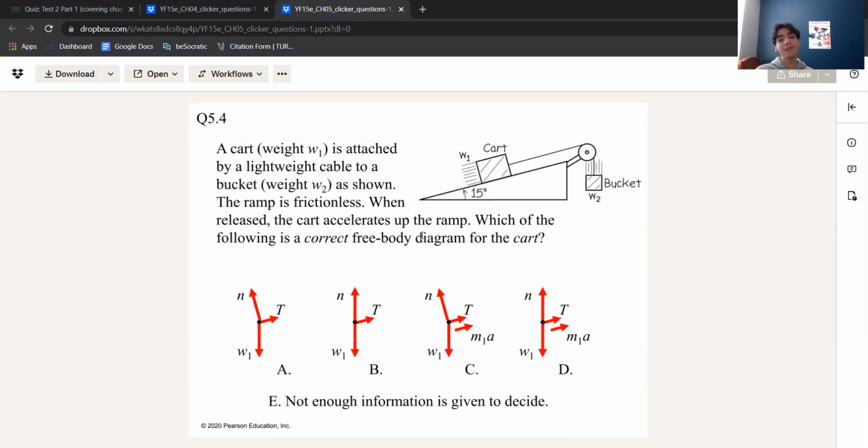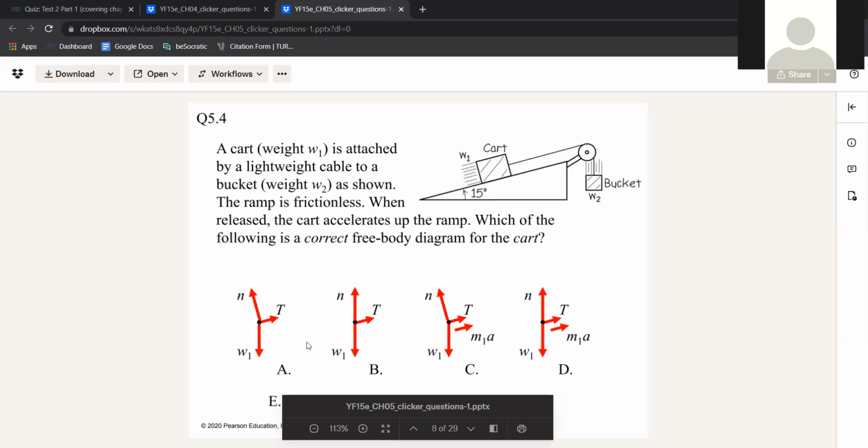Ooh, a pulley problem, our favorite. A cart with a weight 1 is attached by a lightweight cable to a bucket weight 2, as shown. The ramp is frictionless. When released, the cart accelerates up the ramp. Which of the following is the correct free body diagram for the cart? Not the bucket, but the cart.